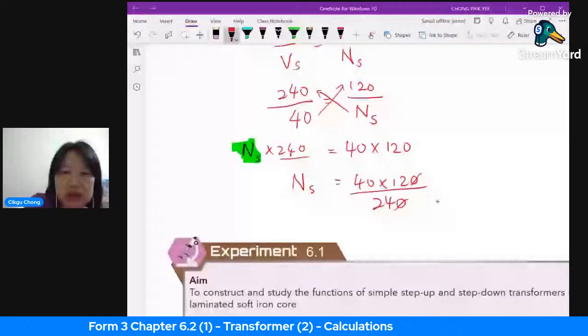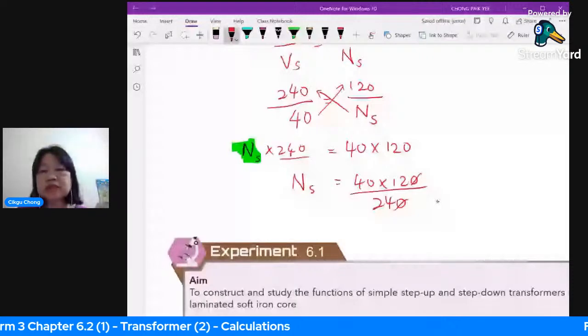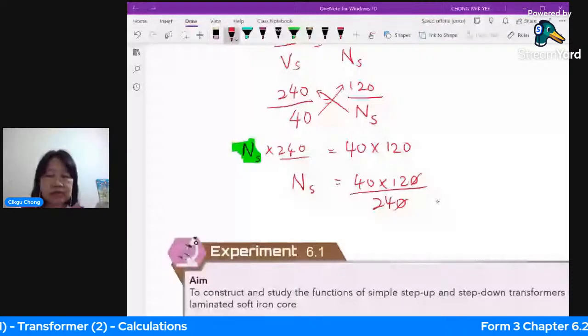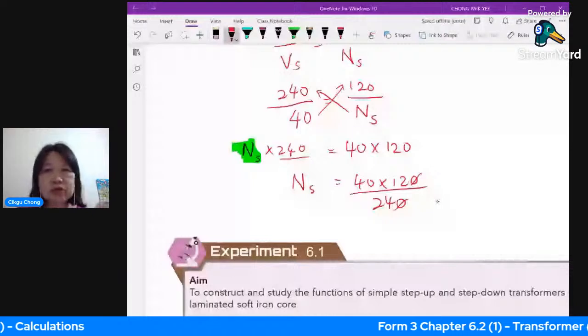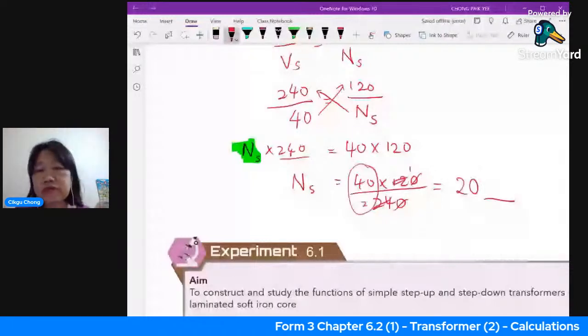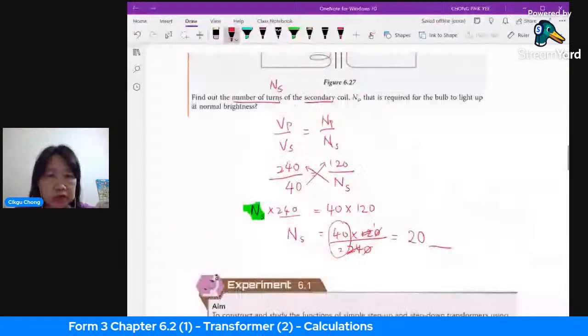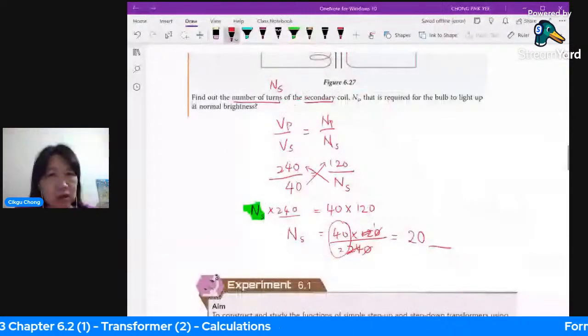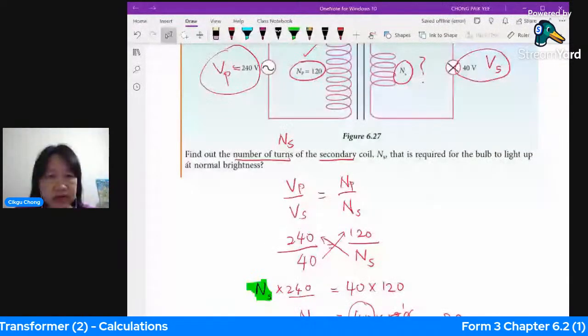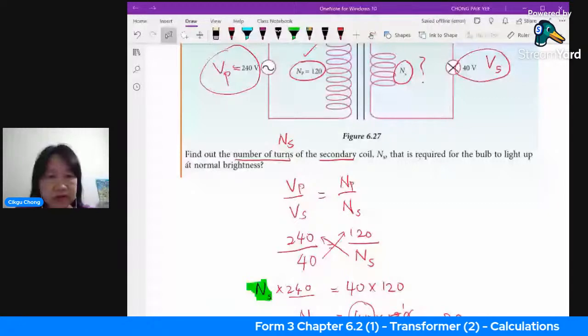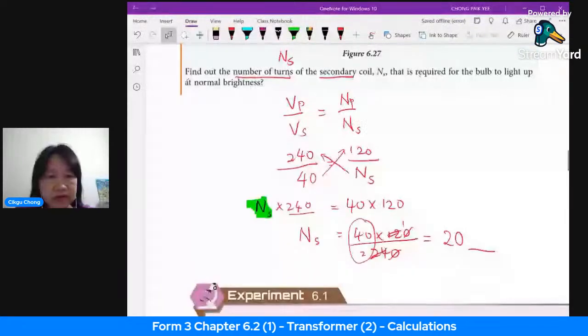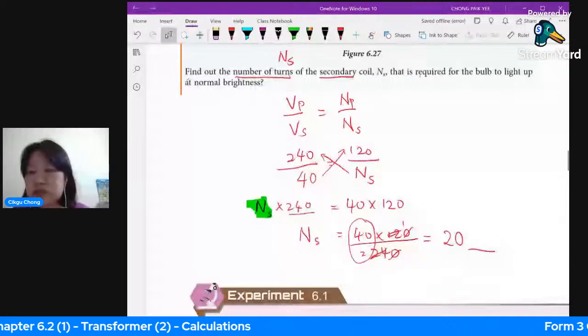Now 20 what? Students are always so happy they write the final answer, they forget to put your unit. What are you looking for? Are you looking for the voltage, or are you looking for the coil? Okay, you read carefully. Find out the number of turns of the secondary coil. So what is the unit then? 20 what? Can someone just write in the chat box here? What is the unit of this answer?